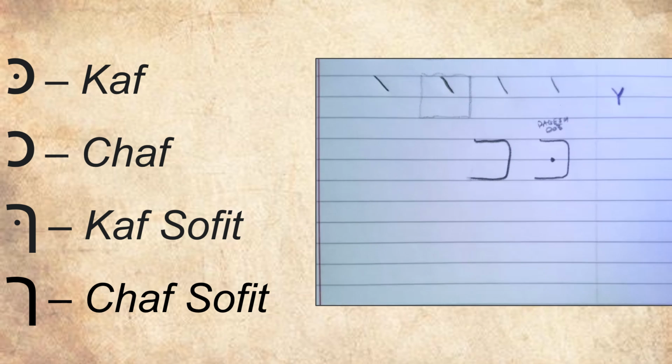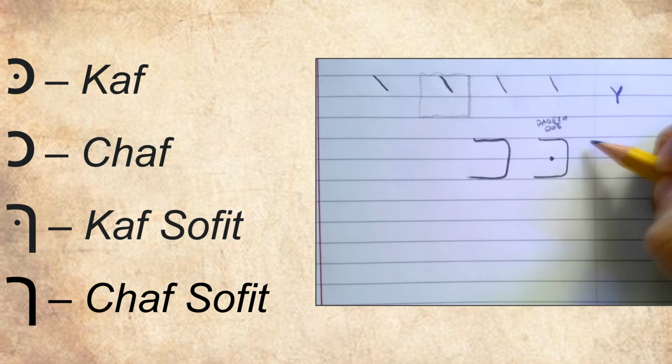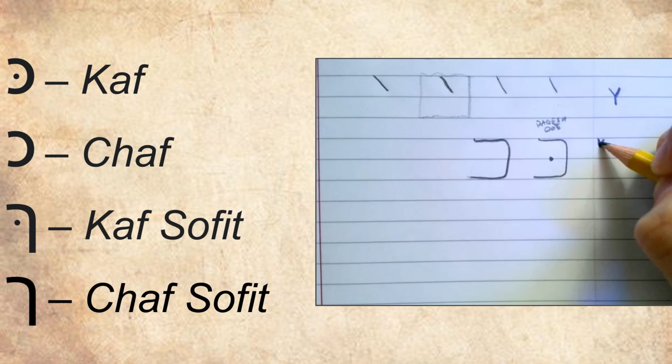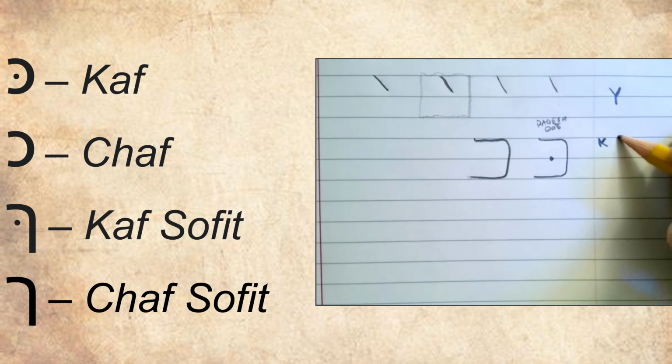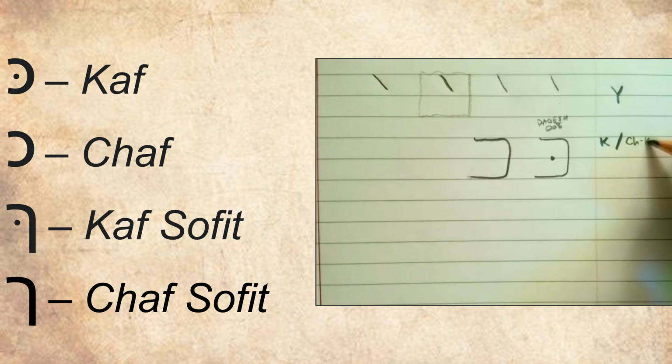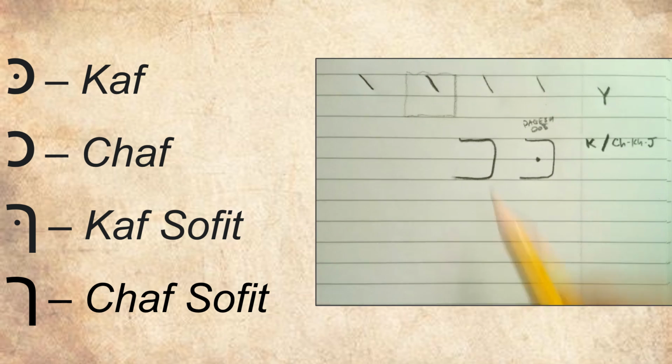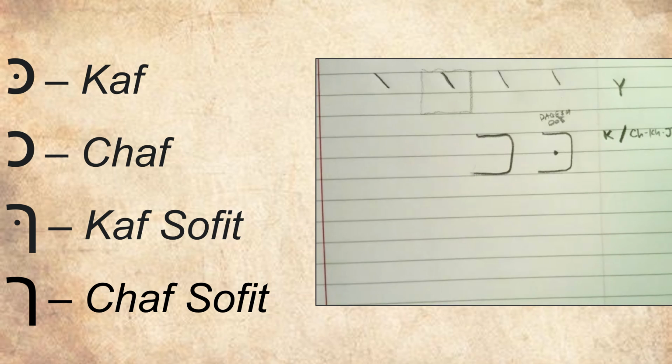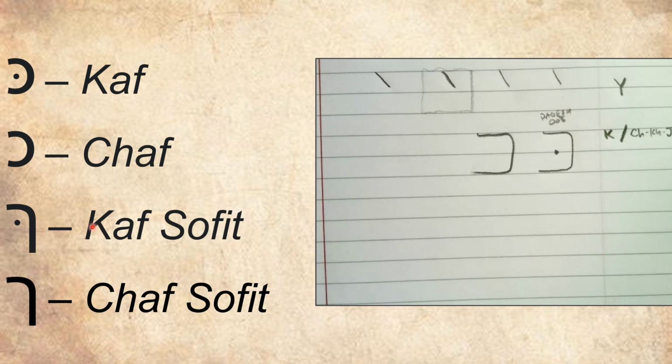Okay, and let's just go ahead and right here on top, I'll put the K to transliterate kaf, and then I'll put a slash to write CH or KH, or for Spanish speakers, you could use J to transliterate the chaf sound. Now, let's look at the bottom two letters on here that are called kaf sofit and chaf sofit.